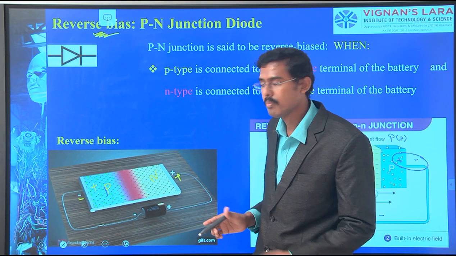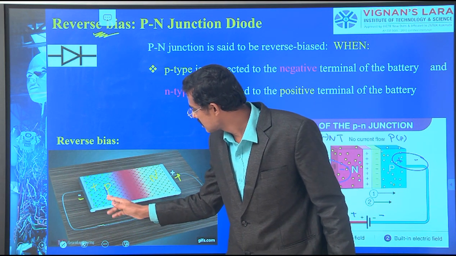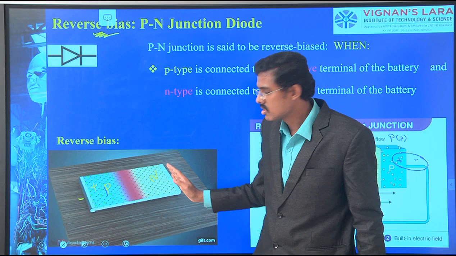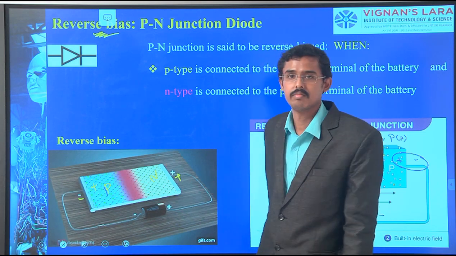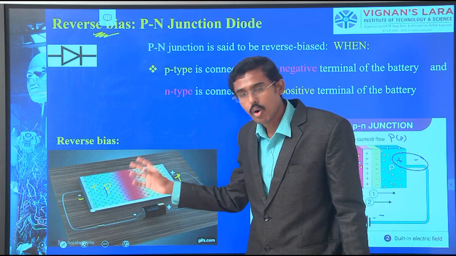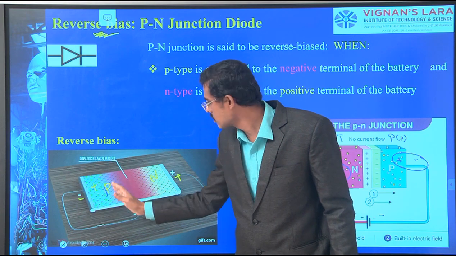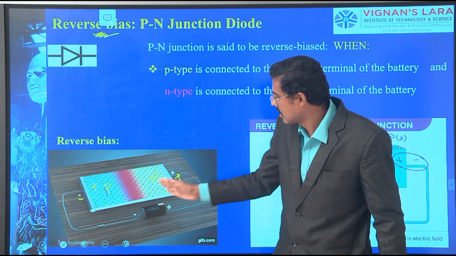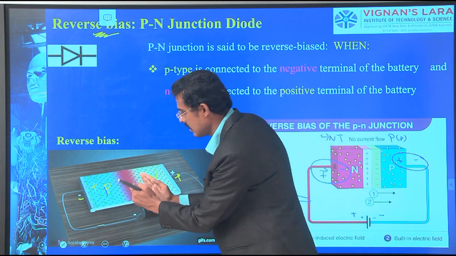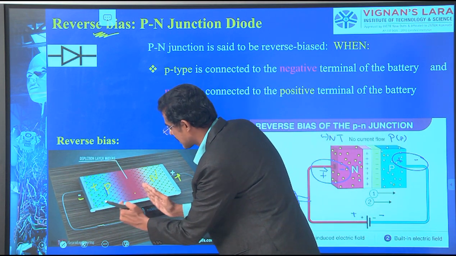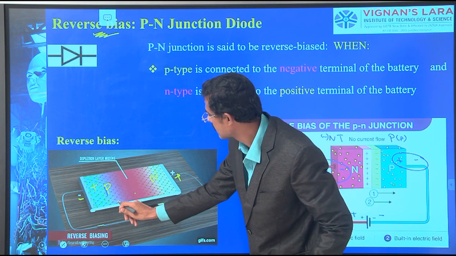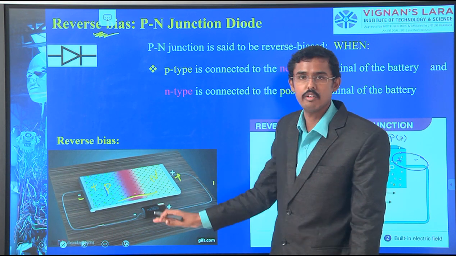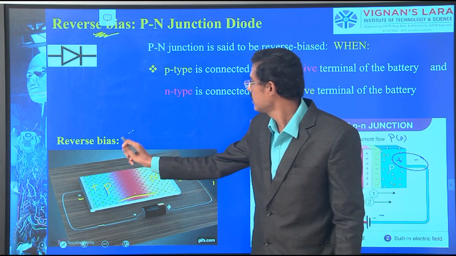Therefore, what happens? Sorry, the green color belongs to holes, which are attracted to the negative. Here, the electrons are attracted towards the positive. Therefore, the depletion region that is already there is extending. The red color is extending here. Therefore, there is no chance of flow of current in reverse biasing.